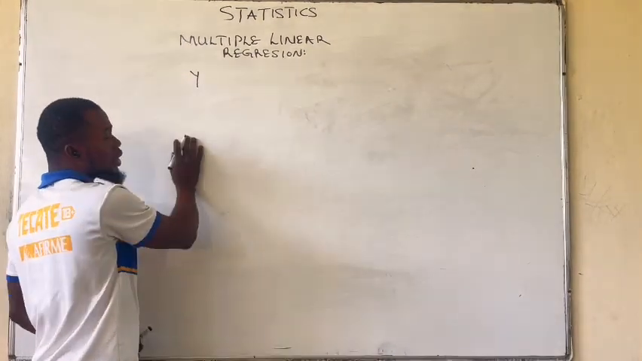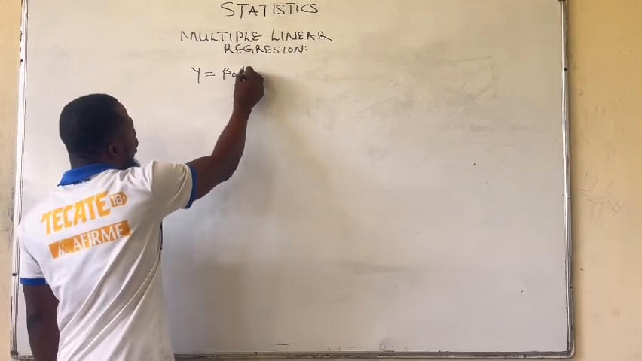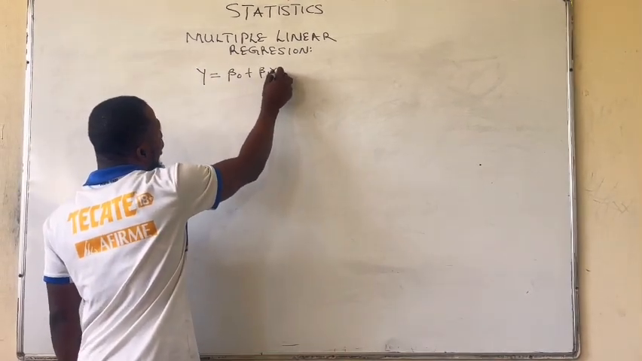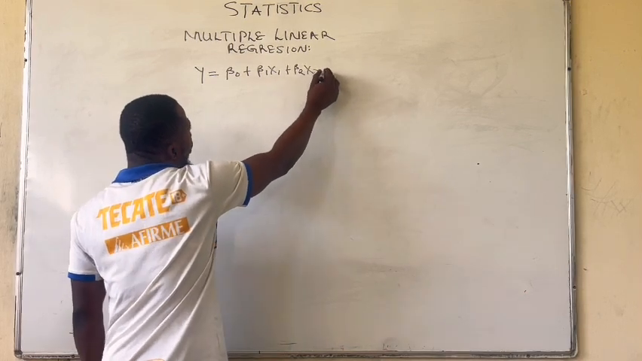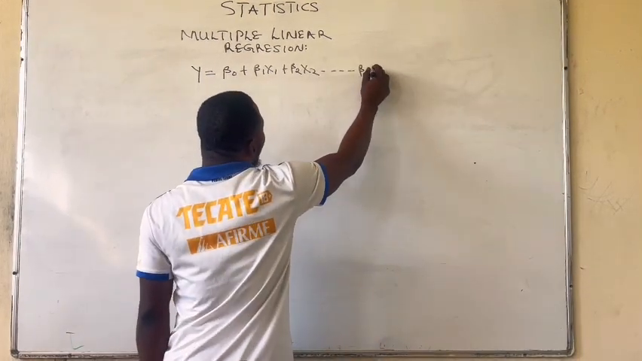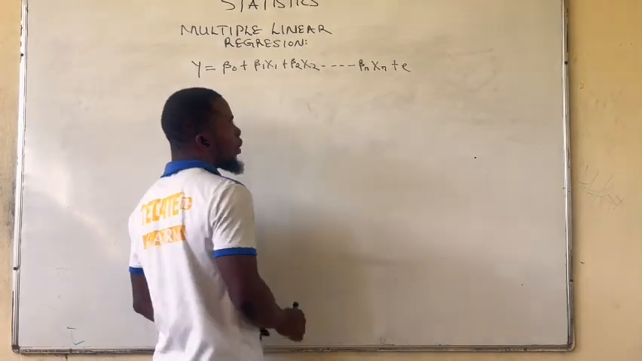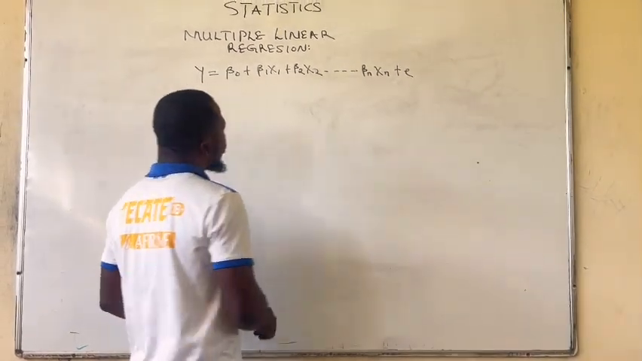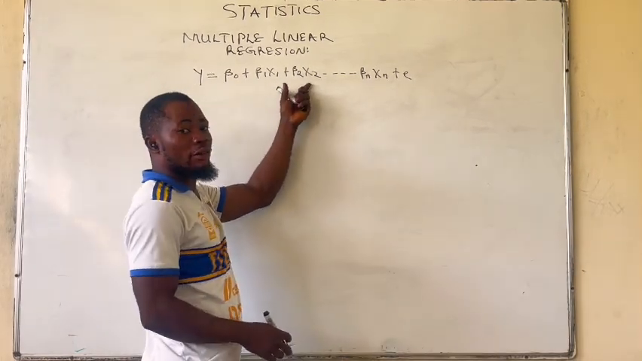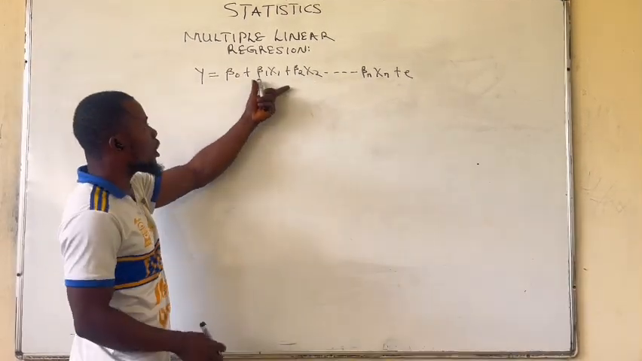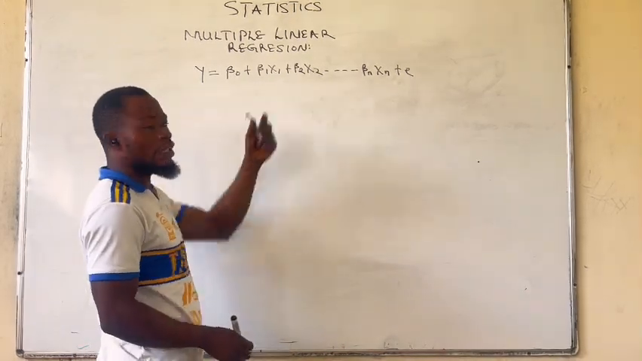Multiple linear regression can be calculated using a model. Our y, which is our dependent variable, will now be equal to beta naught plus beta 1 x1 plus beta 2 x2 up to beta n xn plus our e. This here is our estimated error. So n here is telling us that depending on the number of independent variables that we have, in this case now we're dealing with only two independent variables, that is our x1 and x2.